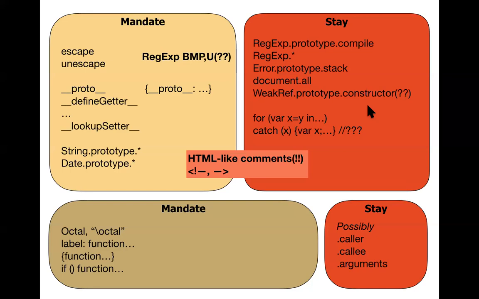And there is existing precedent in the spec for not having a constructor property on the prototype. So for example, the map iterator prototype does not have its own constructor property. And if you say on a map iterator dot constructor, you get an inherited constructor. And there's a few things in the spec like that.